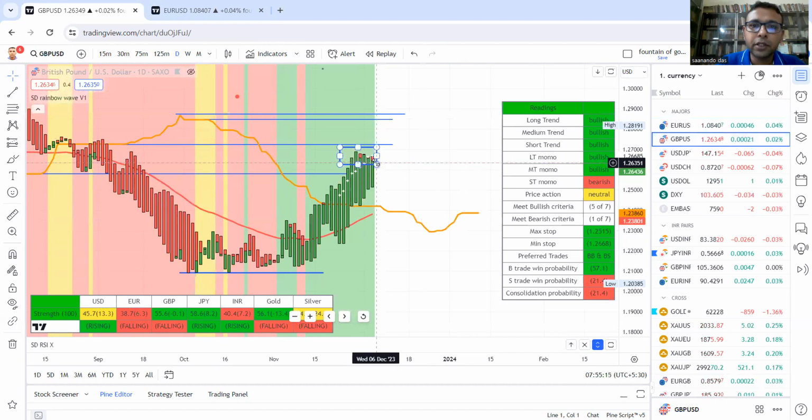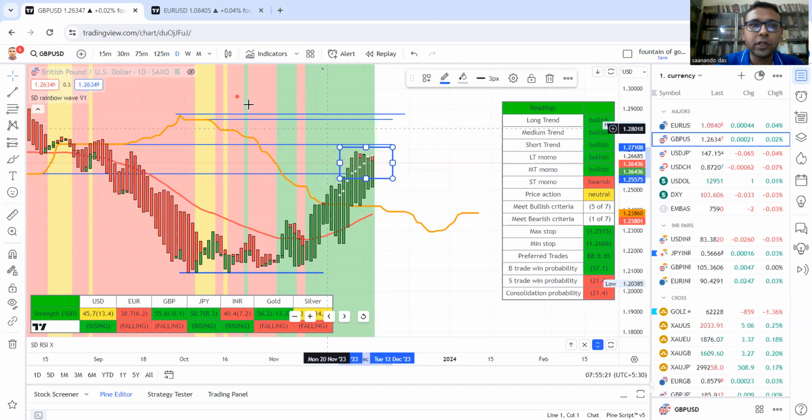Next चलिए GBP USD में. GBP USD में ये जो दिख रहा है, इनको बोलते हैं रेड कैप्स इन दिस फाउंटेन ऑफ गोल्ड सेटअप और दिस रेनबो सिस्टम. So these red caps means tough fight going on between the bulls and the bears. बुल बियर के अंदर tough fight चल रहा है, इसीलिए red caps. प्राइस एक्शन न्यूट्रल हो चुका है.